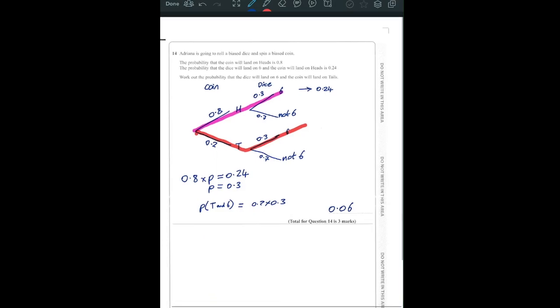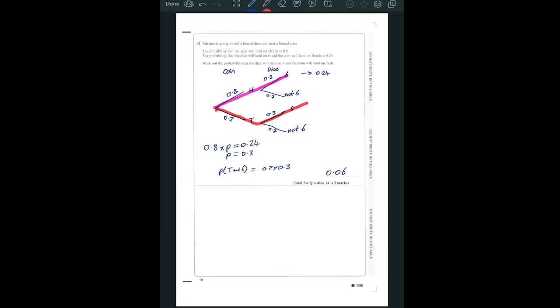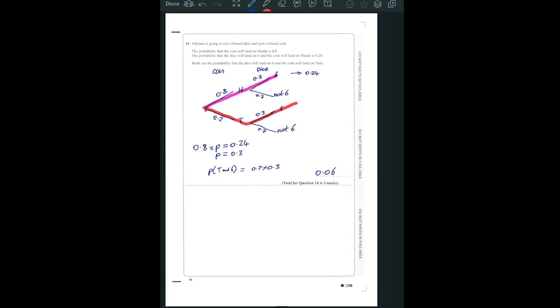Does that seem reasonable? Why is that 0.06 so much less than 0.24? Well, the probability of rolling a tails was so much less than rolling a heads. So she should expect that combination to be much, much less likely.